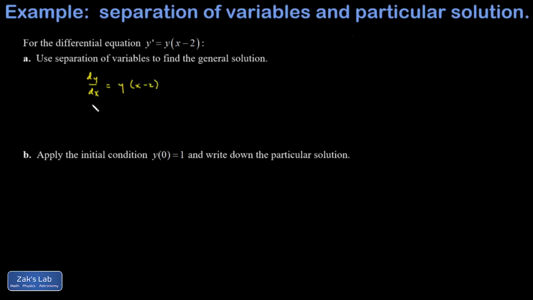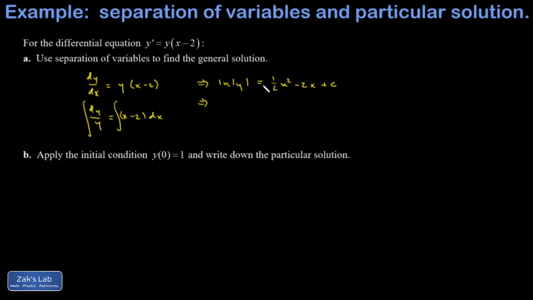And then I move all the y dependence to the left-hand side, so dy over y, and all the x dependence to the right-hand side, so I have x minus 2 dx. And separation of variables works by just saying, okay, now I can just integrate both sides. And an integral of dy over y is going to be a natural log absolute value y. And the integral of x minus 2 dx is 1/2 x squared minus 2x plus an arbitrary constant.